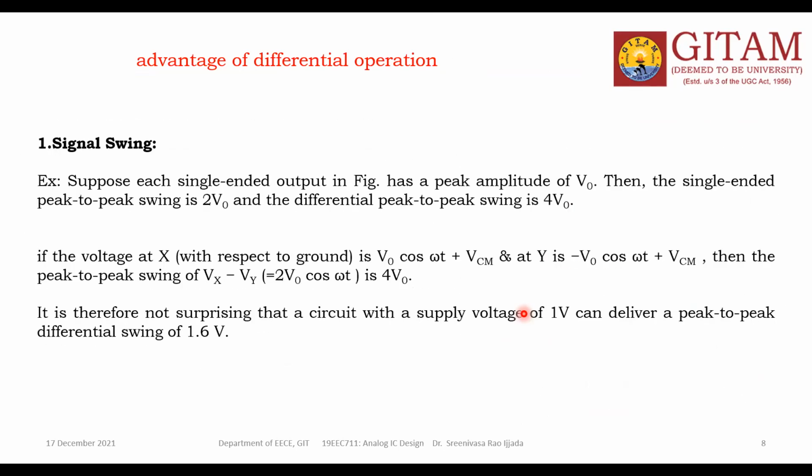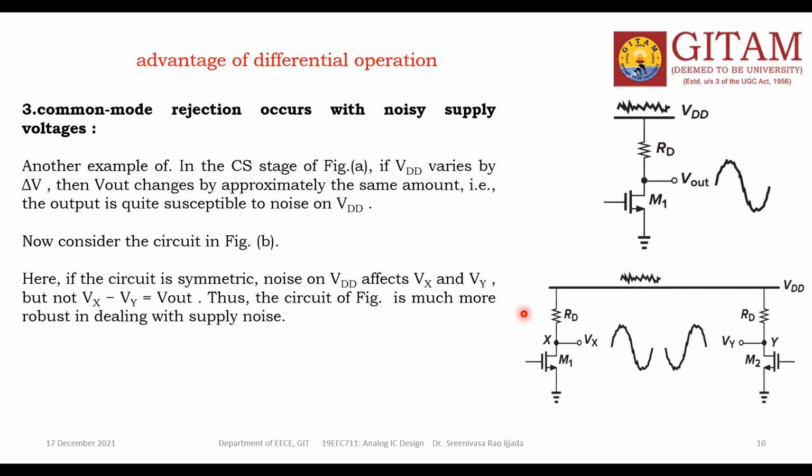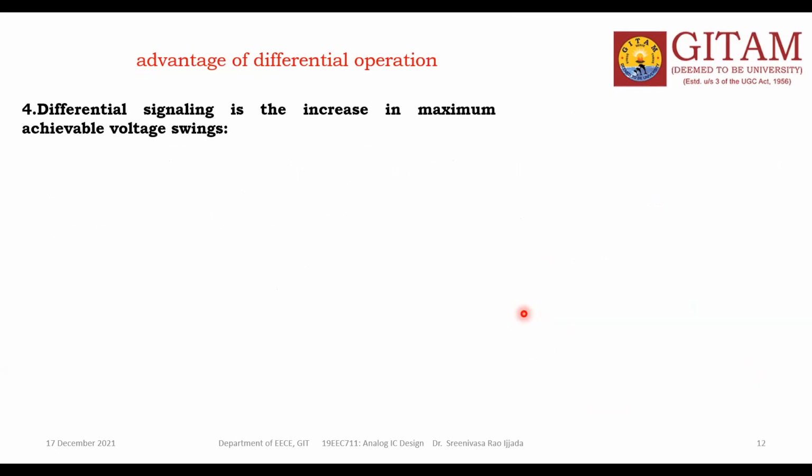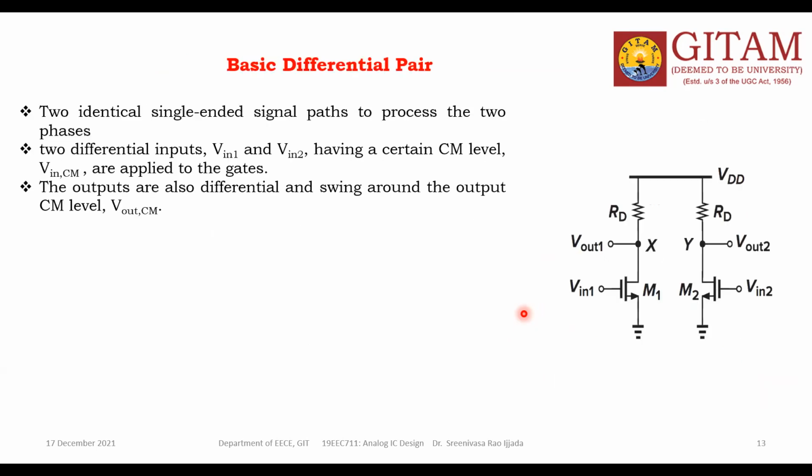One is the voltage swing of the signal. Next, high noise immunity. Next, common mode rejection. And differential signaling increases the maximum signal swing. So these are the advantages. Next, the basic differential circuit. This is the basic differential circuit.